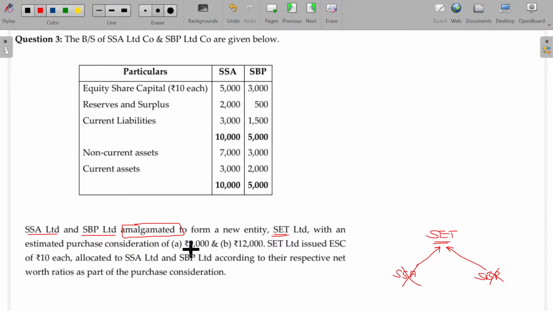And for that, the purchase consideration could be 9,000 to SSA, 12,000 for SBB. SET Limited issued equity share capital of rupees 10 each, allocated to SSA Limited and SBB Limited according to their respective net worth ratios.